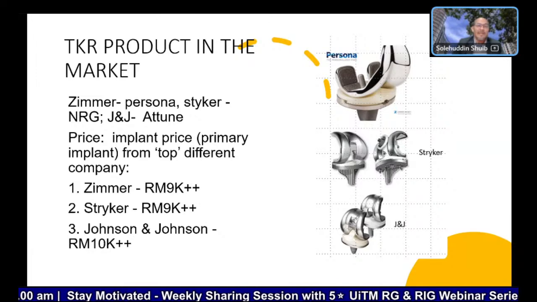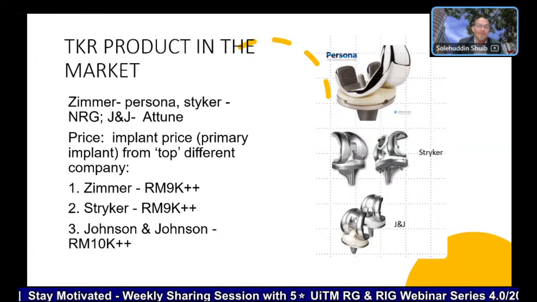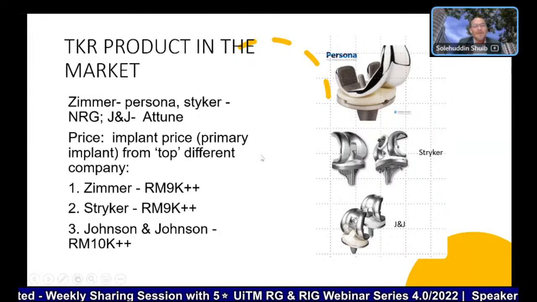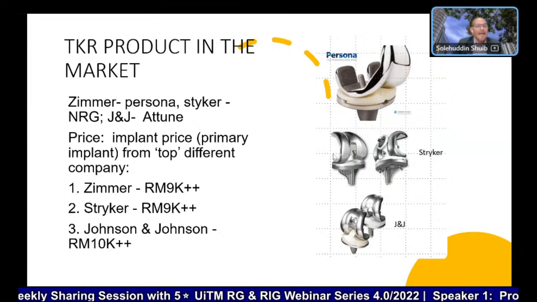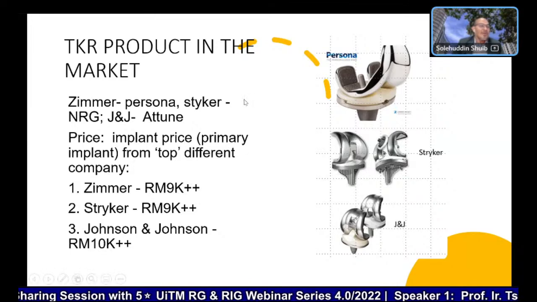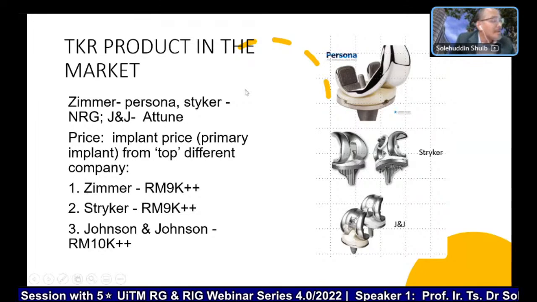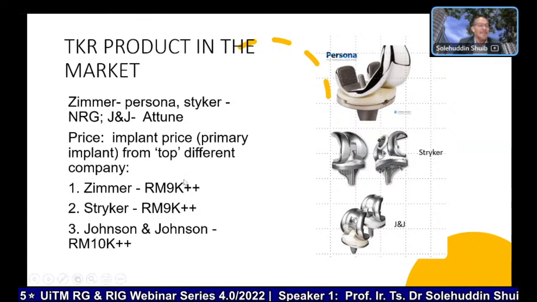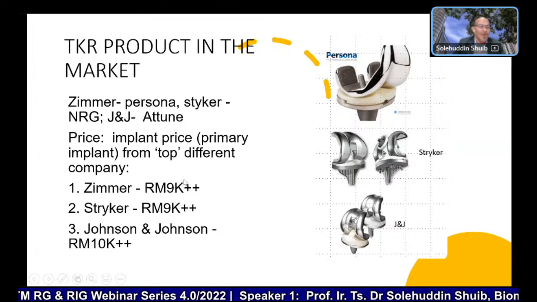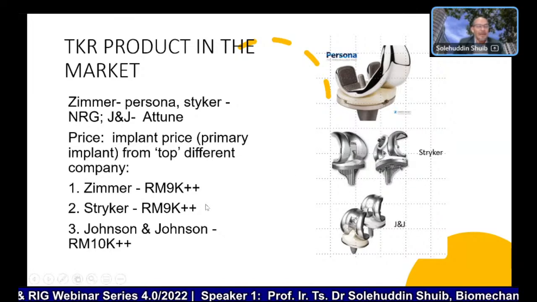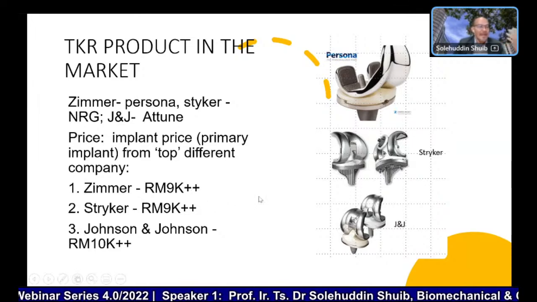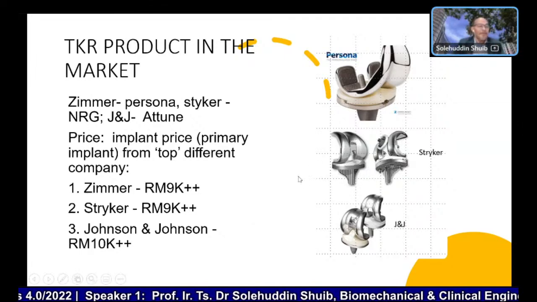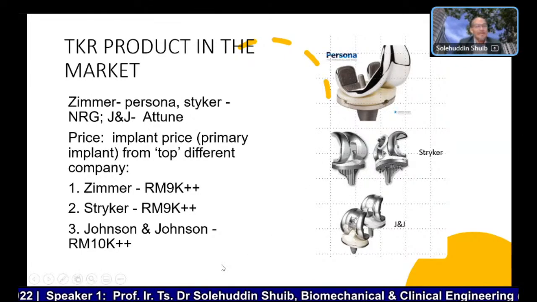Taiwan also recently has produced their own implant. Indonesia is working towards that. I think for our country, it is high time for us to produce our own. Looking at the cost of TKR products in the market, for primary implants from the top companies, Zimmer, the cost is 9K, Stryker, Johnson and Johnson. This is not patient specific, but this is the price of the implants available.